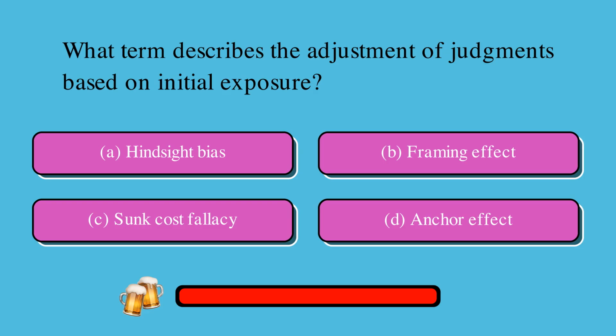What term describes the adjustment of judgments based on initial exposure? Is it A, hindsight bias, B, framing effect, C, sunk cost fallacy, or D, anchor effect? The correct answer is D, anchor effect.